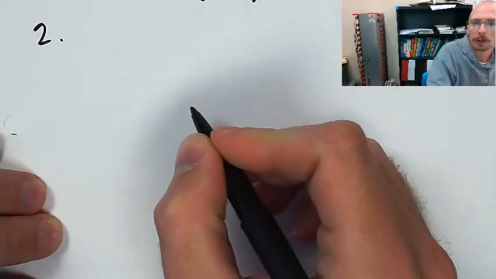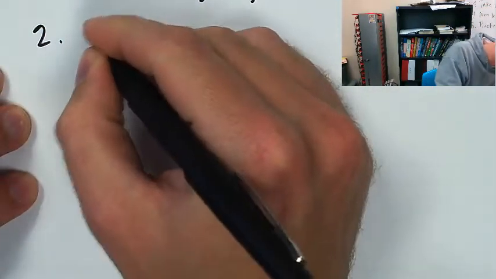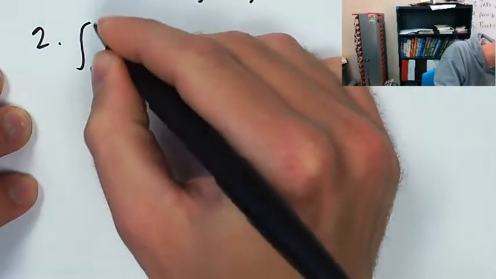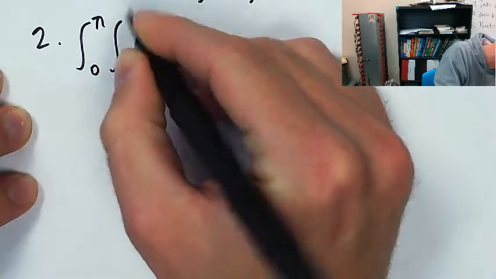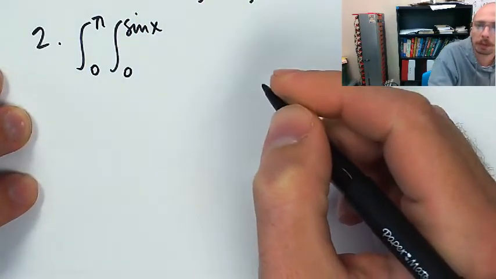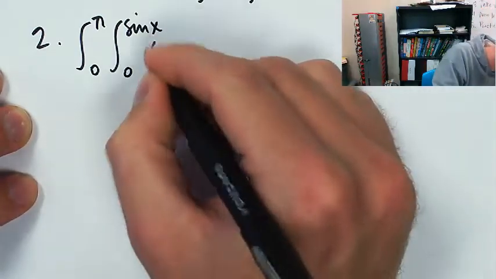So number 2. The integral from 0 to pi, 0 to sine x of 1 plus cosine x dy dx.